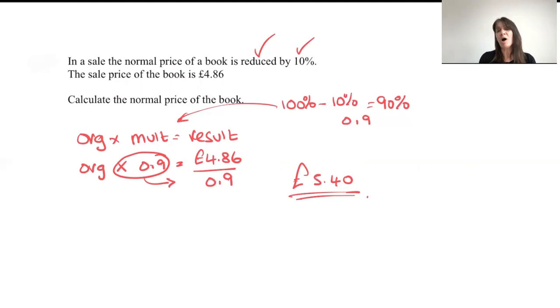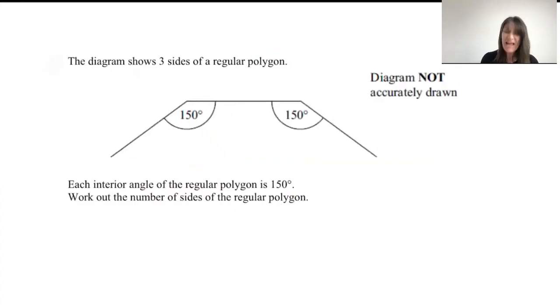And obviously that's not the only way to approach this. If this is a new idea, the original times multiplier equals result, then I've got a whole series on that. But hopefully you have a secure method and you are getting that right. Okay, last question. Hit pause and press play when you're ready.